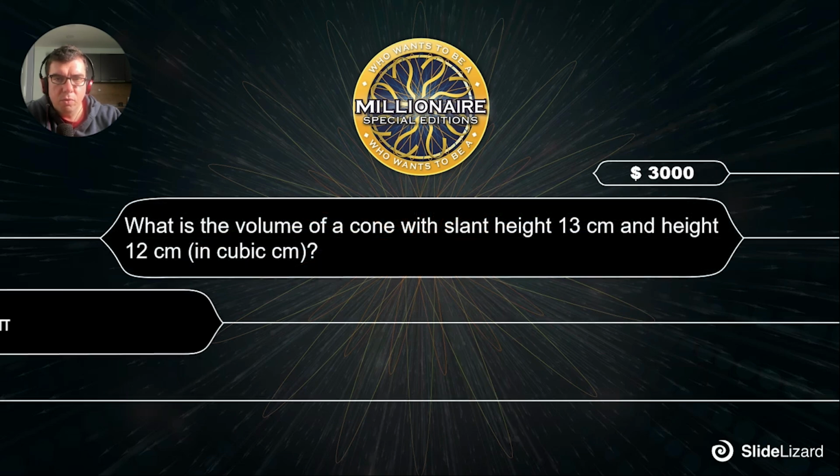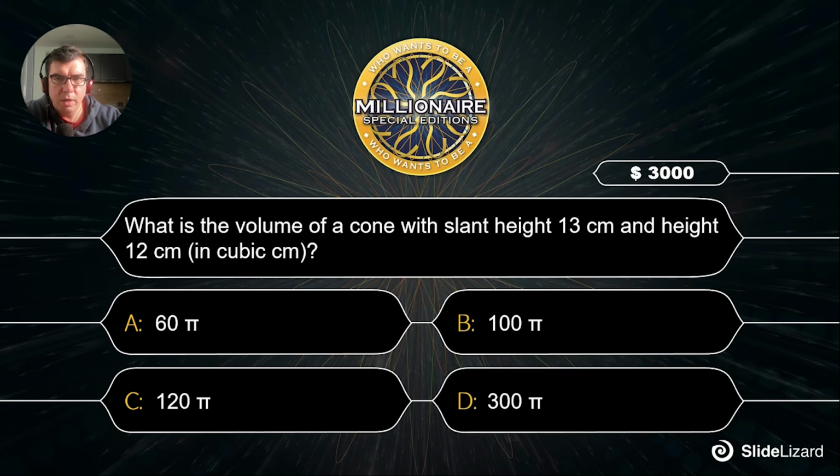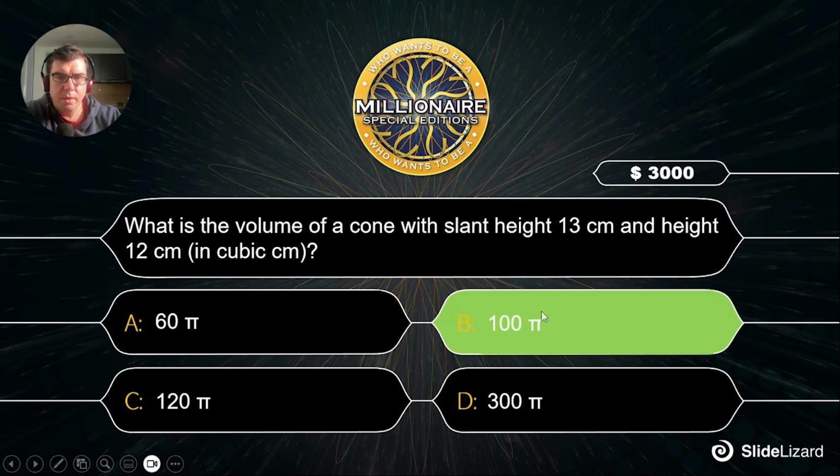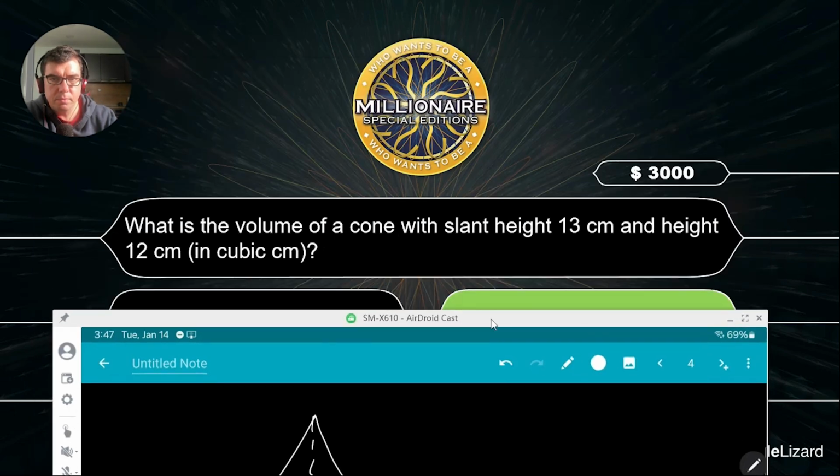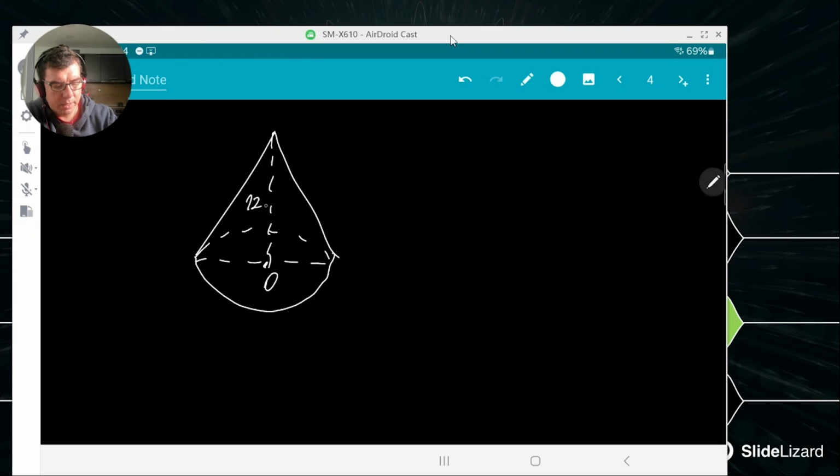What is the volume of a cone with slant height 13 and height 12? Did you find B, 100 pi? That is correct. This is the height of the cone. This is 12 and the slant height is 13. Now if you take a look at this triangle OAC, the height is perpendicular to the base.